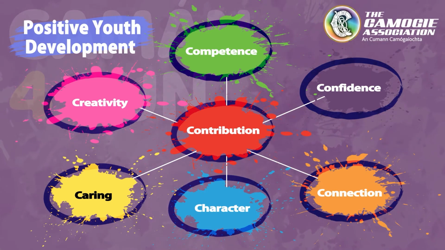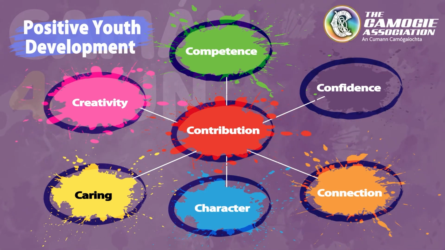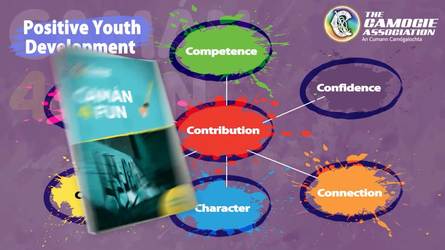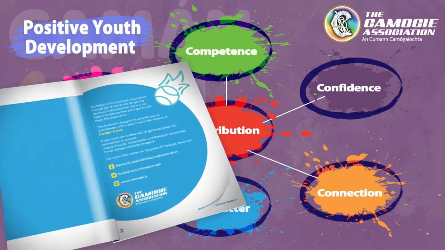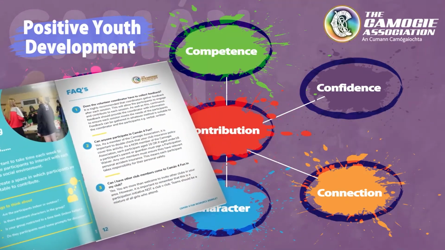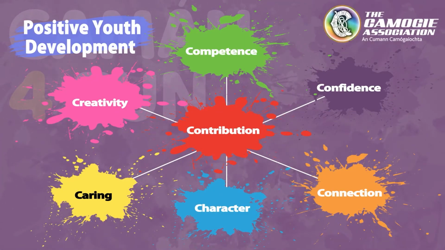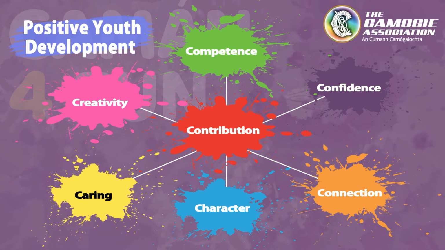A community may look like their camogie team or their club, their friends or their family, or anywhere where young people come together. Further definition and detail of these areas can be found in the Camán for Fun resource book online. So how does this model connect and support communication with young women taking part in Camán for Fun?